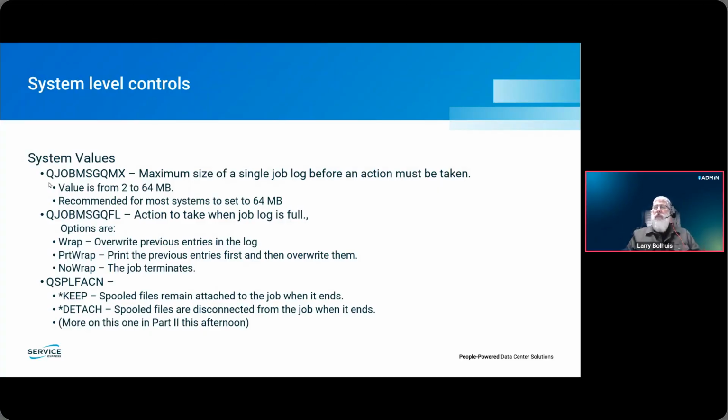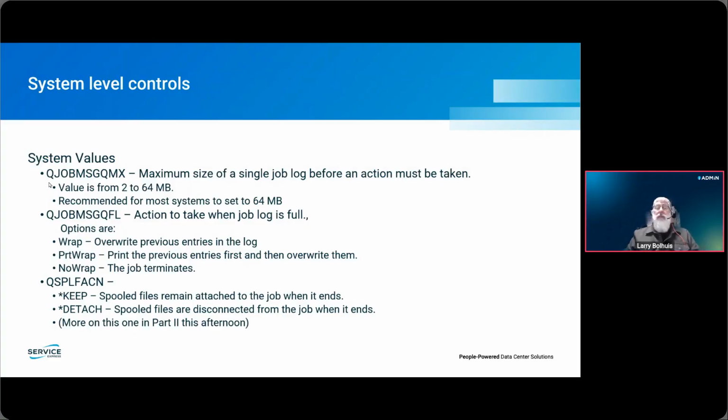Now, the next one is, what do I do when the job log is full? Queue job message queue full. Well, I have 3 choices. My first option is wrap, which says, okay, I've started writing at the top of the job log, I hit whatever the size limit was, if it's 64 meg, then I simply go to the top and start writing again. I just write right over the top. So I will only ever have available the last 64 meg of the job log. If you have it set to a lower number, it'll be less, so you'll have less detail to be able to mine.